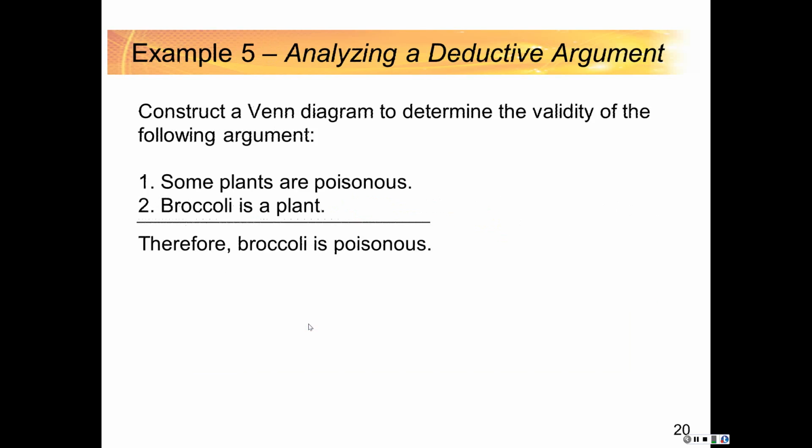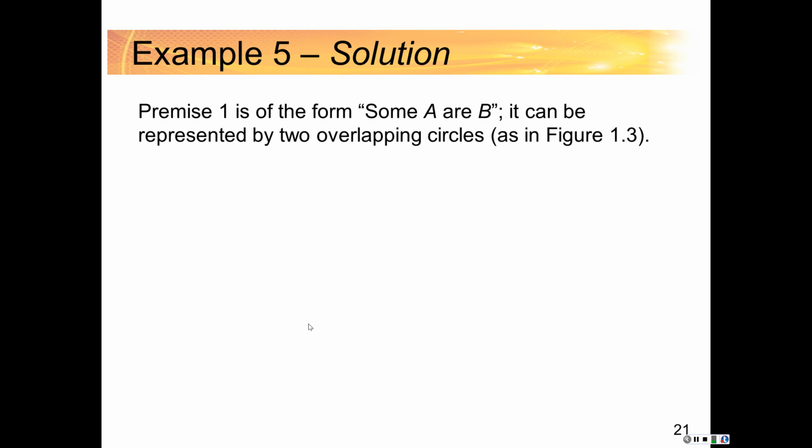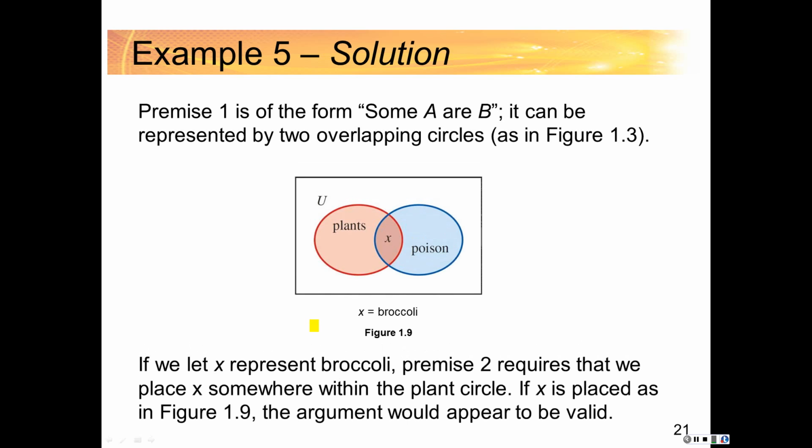The next example we're going to look at: some plants are poisonous. Broccoli is a plant, therefore broccoli is poisonous. Well, we know broccoli is not poisonous. So we know it's a false statement, but it could still be valid. And it turns out we have the example plants and poison.